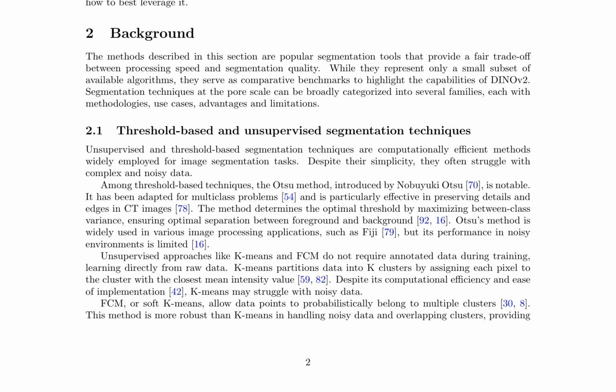Popular segmentation tools, including threshold-based and unsupervised segmentation techniques, are computationally efficient but often struggle with complex and noisy data. These techniques can be categorized into several families, each with its methodologies, use cases, advantages, and limitations. The authors demonstrate that DINOv2 can be effectively leveraged for accurate segmentation and classification, even with limited and noisy training data. This research aims to raise awareness amongst geoscientists about the potential of DINOv2 and provide empirical guidelines on how to best leverage it for geoscience applications.